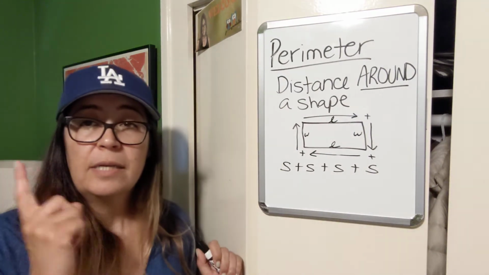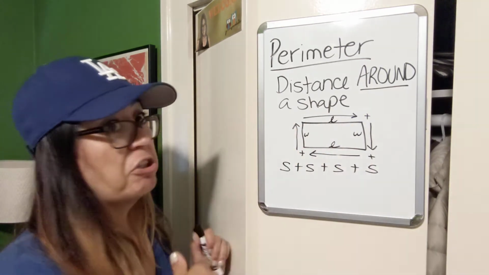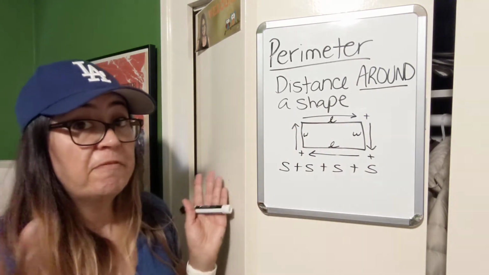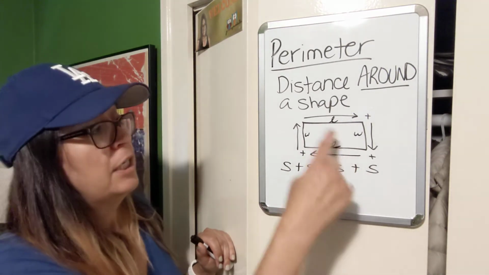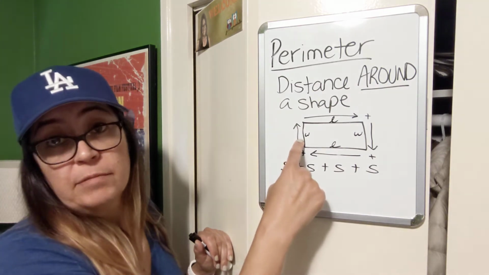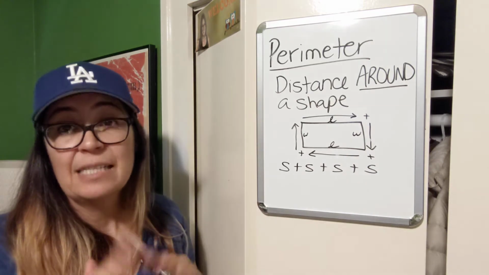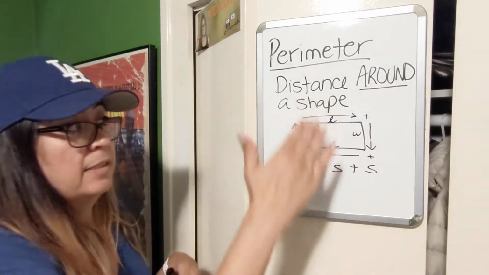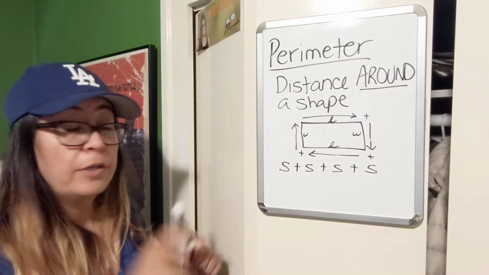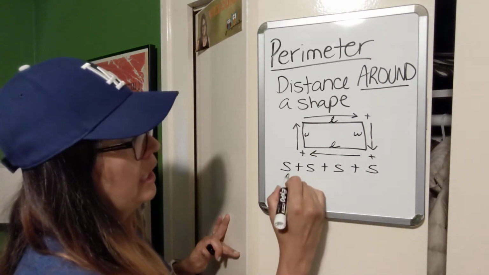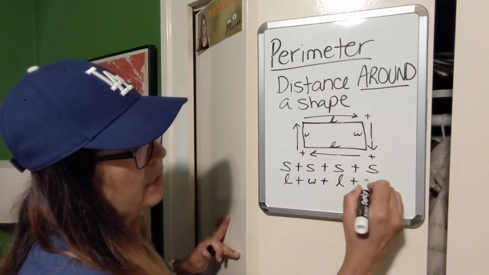And by the way, guys, in a rectangle, opposite sides are equal. So if this measures 7 feet, 7 inches, 7 centimeters, then this is going to measure 7. If this measures 5 inches, then that's going to measure 5 inches, okay? That's a given because they have to be equal if it's a rectangle, okay? So then another way you can do it is you can go length plus width plus length plus width.